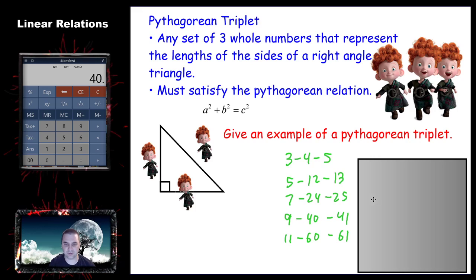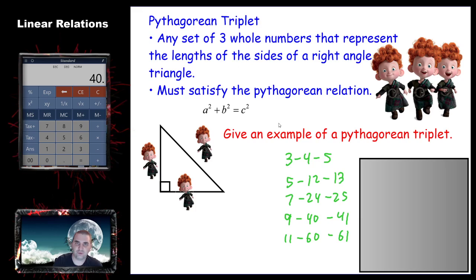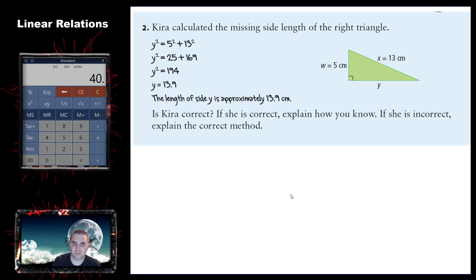Also, these are some other examples that work out pretty nicely. These are all examples of Pythagorean triplets where these 2 numbers squared are going to be exactly that one without any decimals or any messy business.